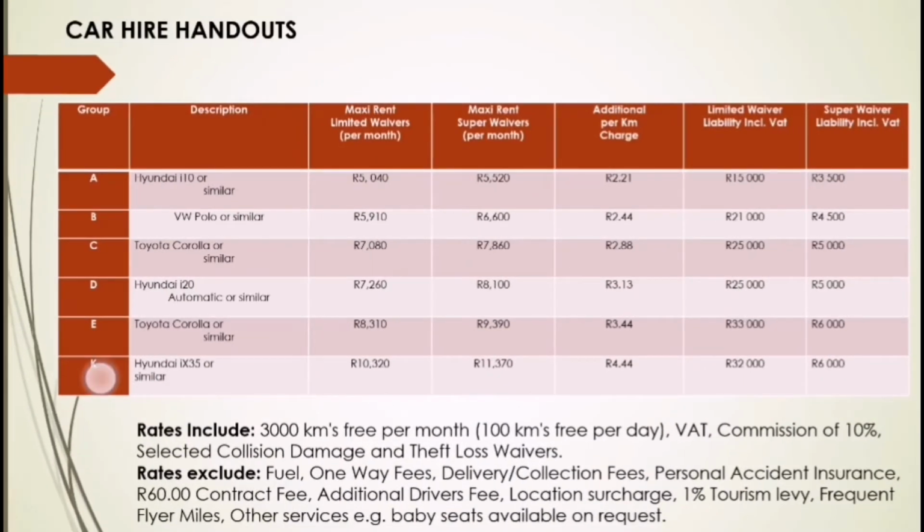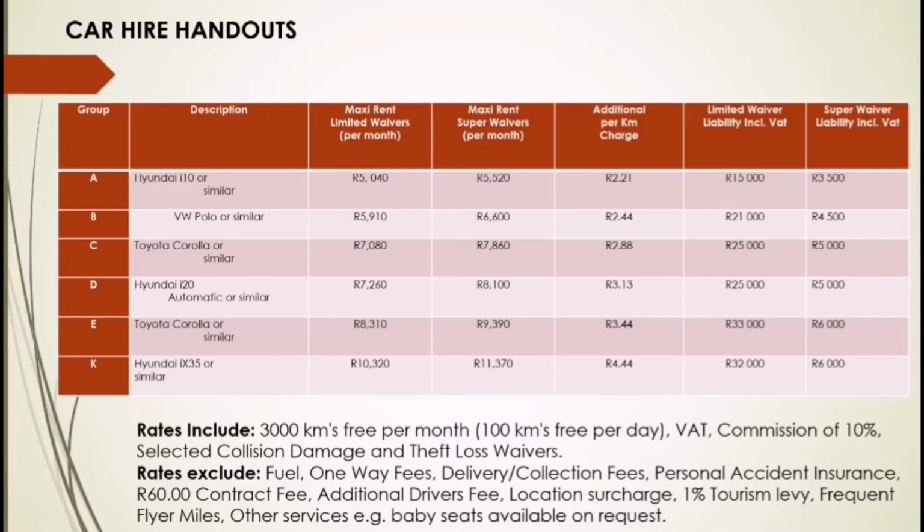So the first thing that we see here is the car group, followed by the description. The next column is written limited waivers. The next column is written super waivers, and then followed by additional charges per kilometer, then the limited waiver liability and the super waiver liability.